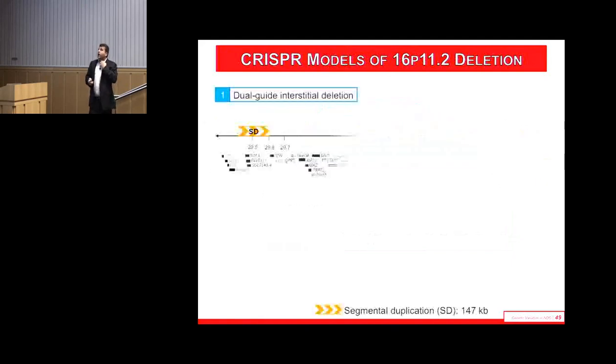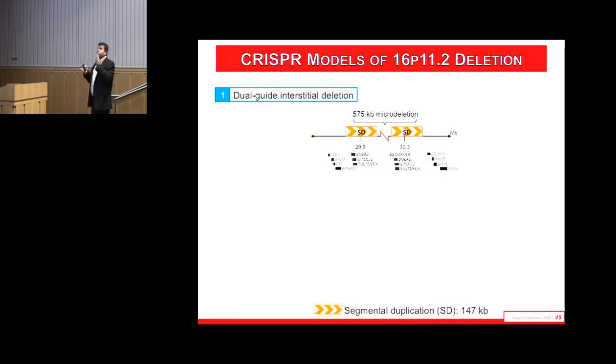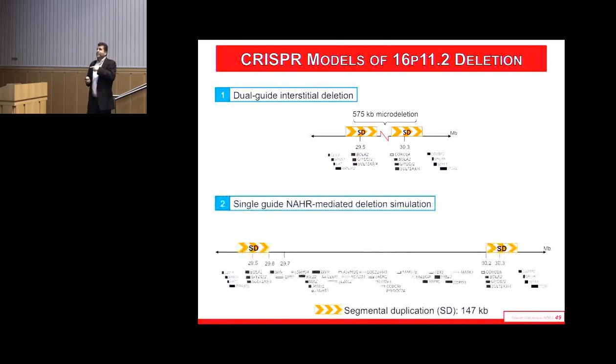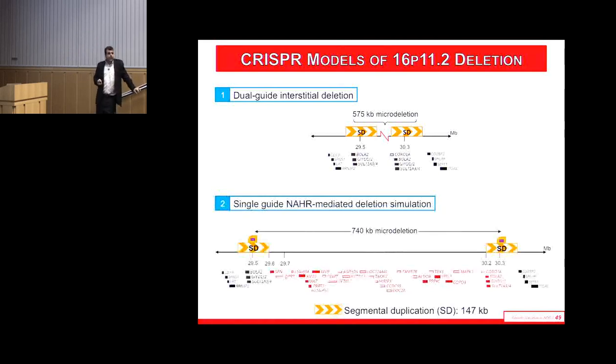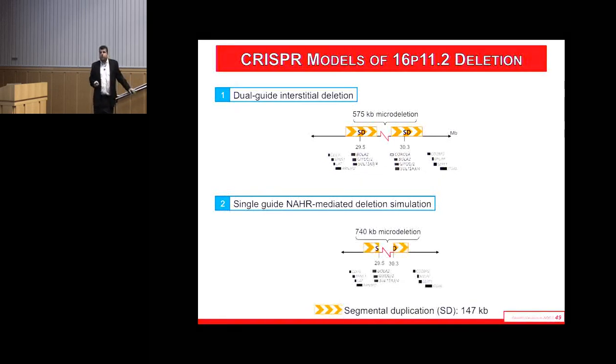I had no doubt that this dual guide approach would work. We had already seen it work a bunch of times. The idea is we would generate basically a 575 kb deletion of the internal region and leave the seg dupes intact. It's not ideal, but it's pretty good, and I thought we could do it. We weren't sure if we could do this other method, where we would actually target the seg dupes and get them to recombine on their own. But if we could, then we would be left with a 740 kb deletion, and one copy of the seg dupes would be taken out, so we would have one copy of those genes.